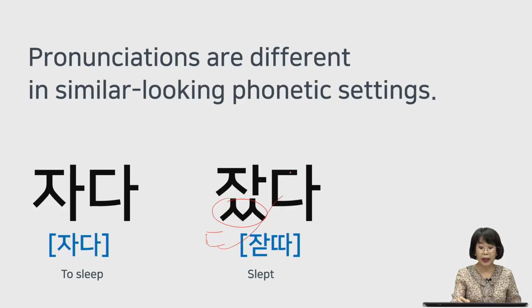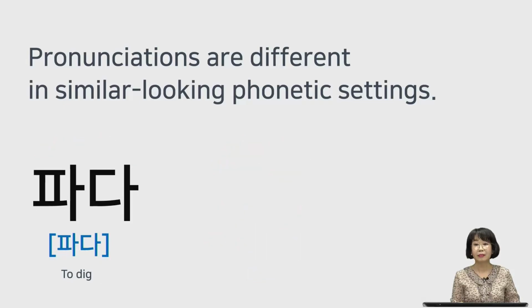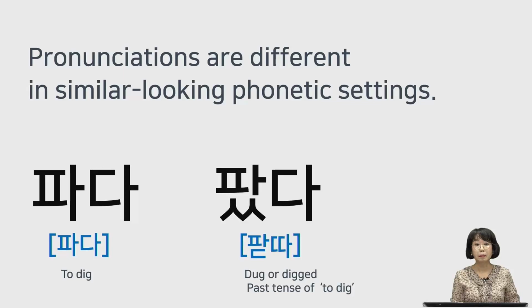ㄷ affects ㄷ, and ㄷ becomes the tense ㄸ sound. 잤다, 잤다, 잤다. 자다, 자다, 자다. 잤다. 파다, 파다, 파다. 팠다, 팠다, 팠다.